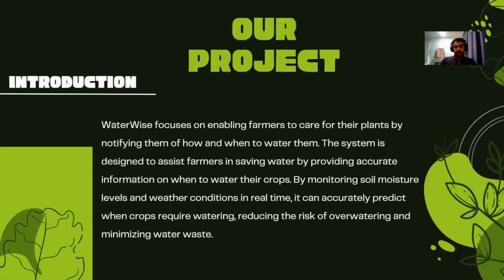So, what's our project? Our project, WaterWise, focuses on enabling farmers to care for their plants by notifying them of how and when to water them. The system is designed to assist farmers in saving water by providing accurate information on when to water their crops, by monitoring soil moisture levels and weather conditions in real time. It can accurately predict when crops require watering, reducing the risk of overwatering and minimizing water waste.